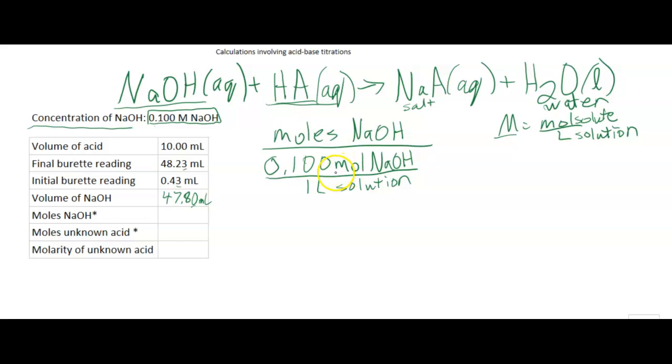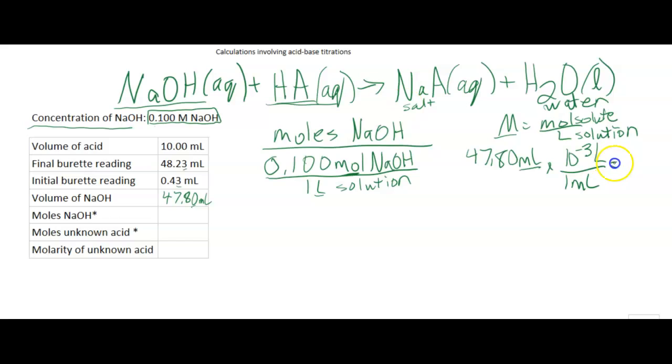Now, I want my moles of NaOH, so I need to get rid of that liters. Liters is a volume, and we have the volume of NaOH that I've used. I've used 47.80 milliliters. Oh, but that's not going to combine because I have milliliters here and I have liters here. Different units. You have to have the same units throughout. So I'm going to convert my milliliters into liters, so times 10 to the negative third liters for every 1 milliliter.